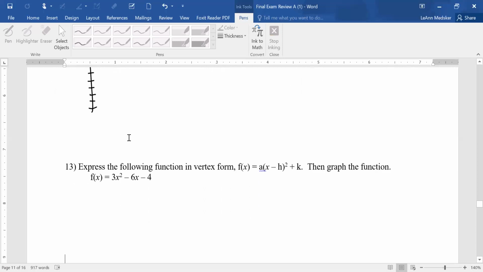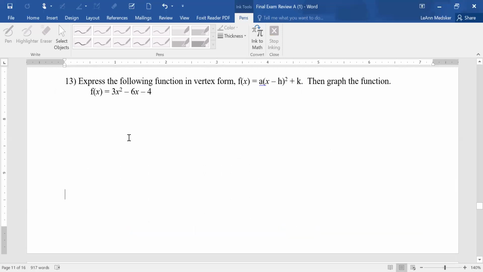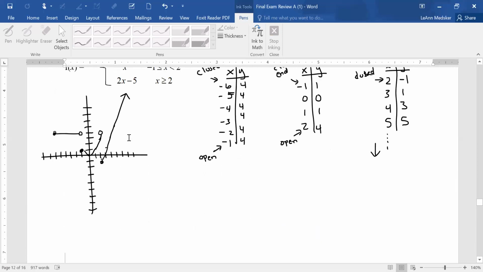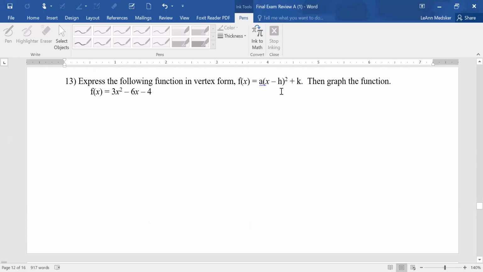Okay, for number 13, it says express the following function in vertex form. So a parentheses x minus h squared plus k, then graph the function. If you're in the standard form, you need to complete the square to make this happen. So what you need to do, if this is not a 1 in front, is to pull out a common factor for the x terms. So that would make that x squared minus 2x. We're going to leave a blank because we're going to complete the square. Minus 4.